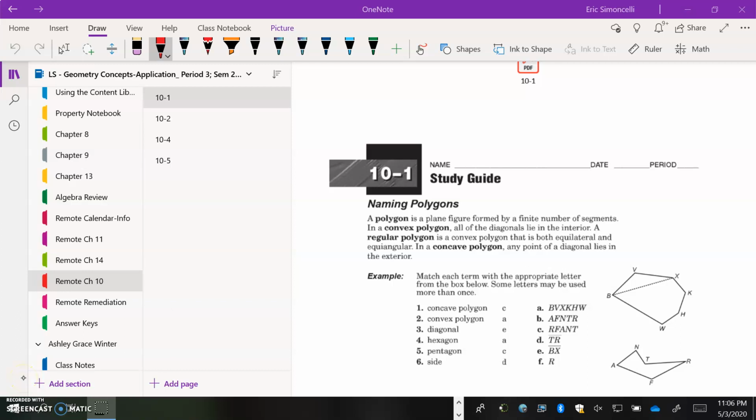Hello students, this is section 10-1, naming polygons.